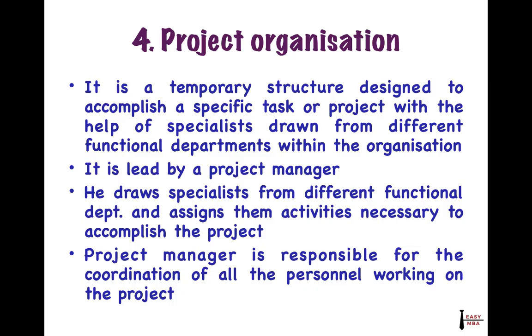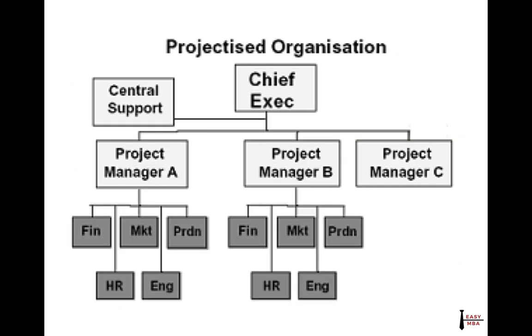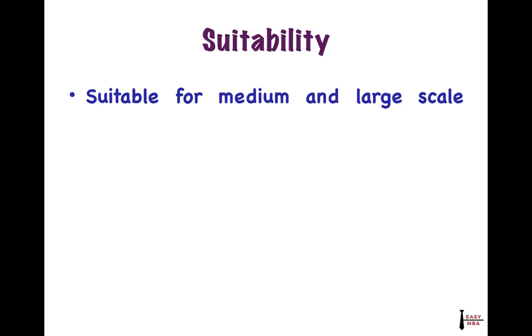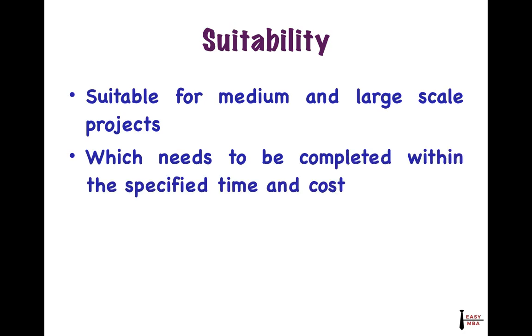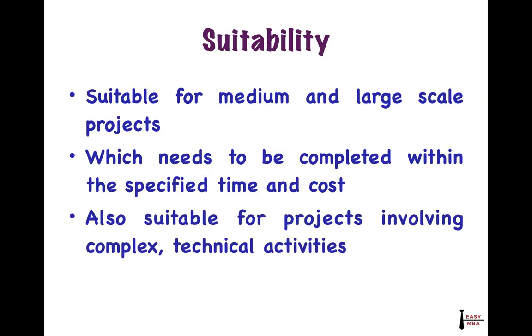But this type of organizational structure also exists in an organization. Here you can see we have a chief executive and different projects going on under different project heads. That is, project manager A is doing project A, then B and C. Under each project manager, we have different specialists: finance, marketing, production, HR, engineering, and so on. They have temporarily collected together for a particular project. Now, what is the suitability of this type of structure? In medium and large projects, we use this structure, and it is also suitable when the project needs to be completed within the specified time and cost. It is also suitable for projects which involve complex and technical activities.